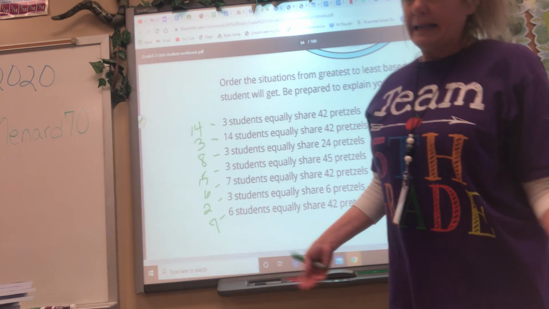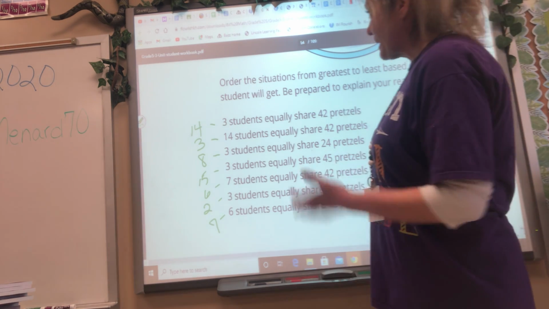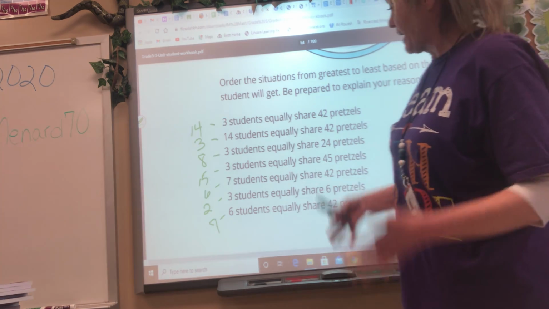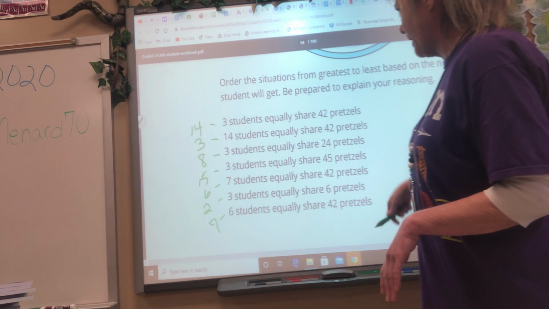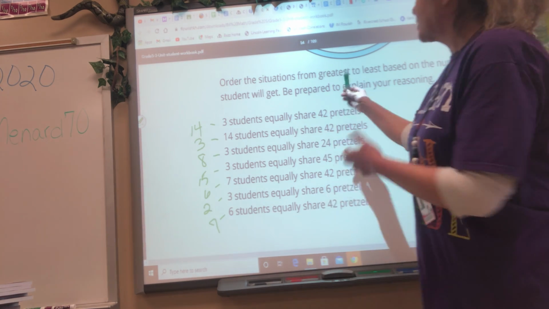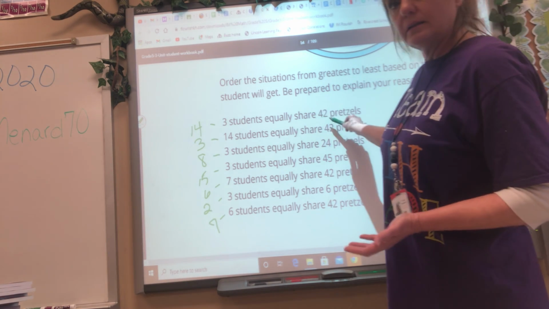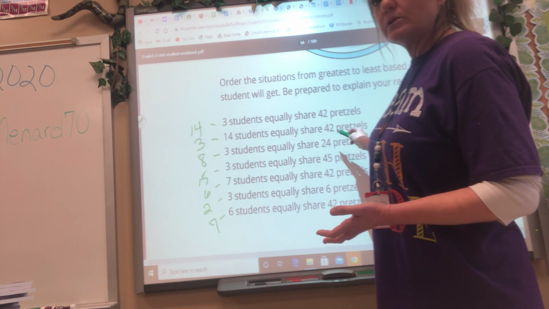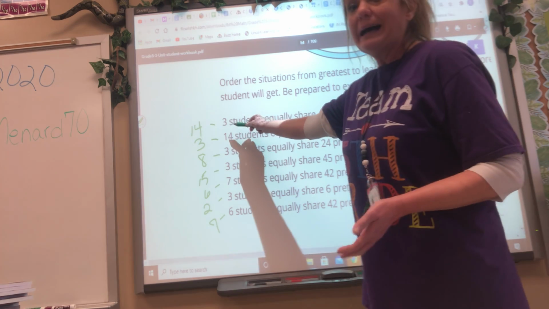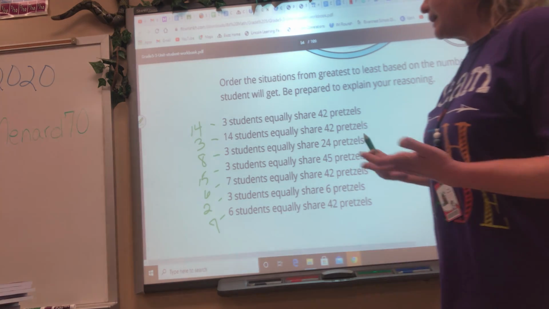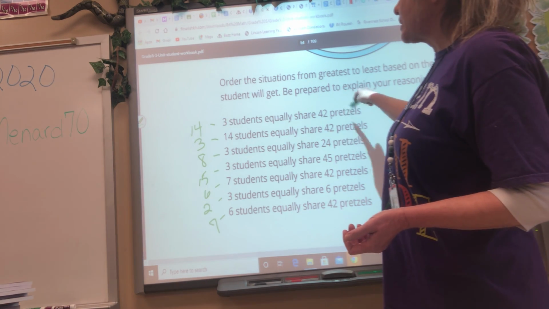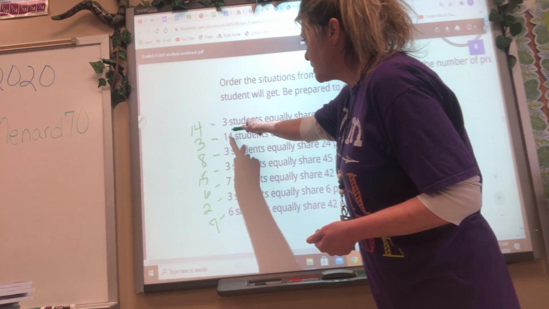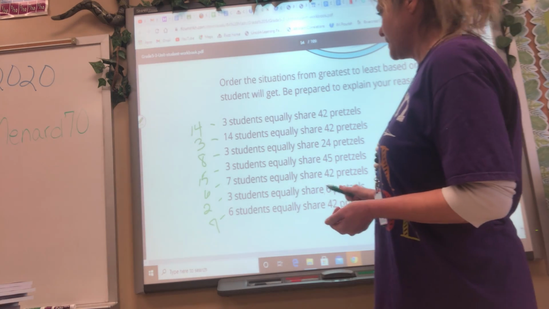While y'all were gone and I didn't know it, I had divided all of these out, and y'all know how to divide, so I'm not going to go back and reshoot all of that. I just took my dividend, which is my pretzels, and divided it by my students, and now I can see that when I have a high number of pretzels and a low number of students, they get a higher amount.